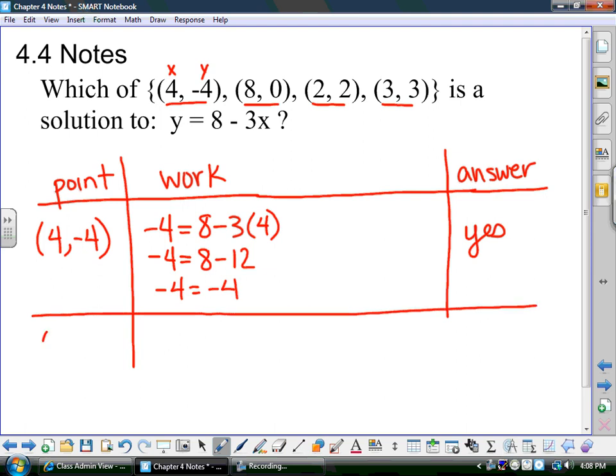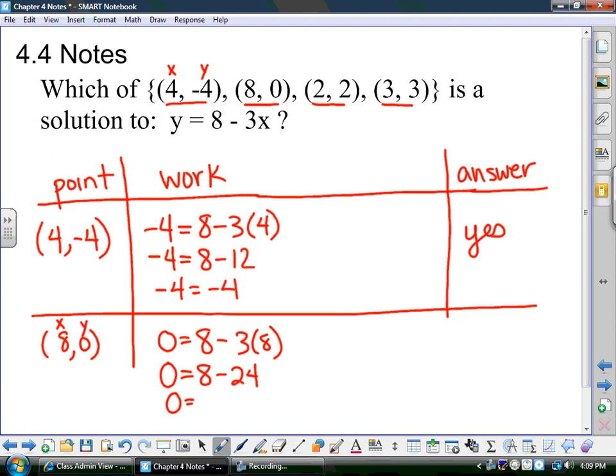The next point is the point 8, 0. This time we're putting 8 in for x and 0 in for y. Does 0 equal 8 minus 3 times 8? Does 0 equal 8 minus 24? No, it does not, because 8 minus 24 is negative 16, and that's not equal to 0. So the answer is no.